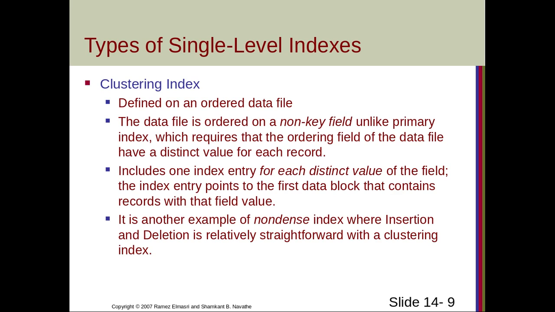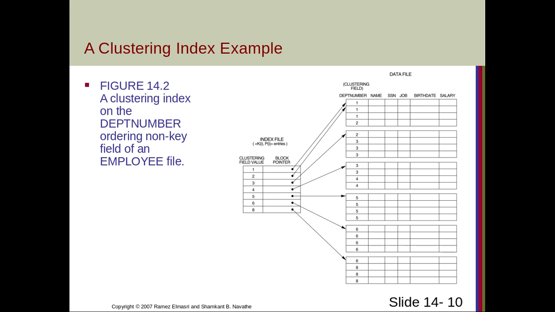It includes one index entry for each distinct value of the field. The index entry points to the first data block that contains a record with that field value. It is another example of a non-dense index, where insertion and deletion is relatively straightforward with a clustering index. So these things, when you are doing an example, you will be thorough with these.